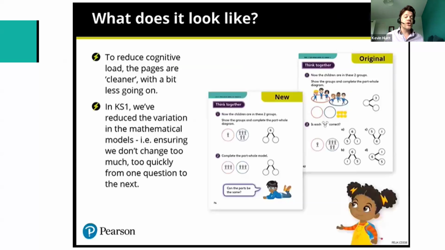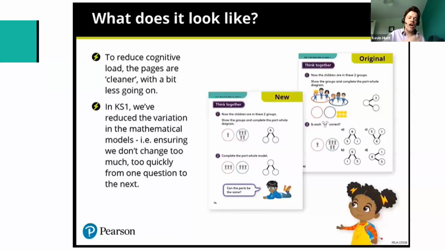Now we can have a quick look at some of the changes to the lessons and the books themselves as well. So we've got an example here of an original page and a new page, and you'll see there's some quite simple changes, but they're quite key. So we've reduced the content on pages where feedback was that the cognitive load was too high. It was just too busy and there was too much going on for a child to really properly access it and understand what the key learning was.